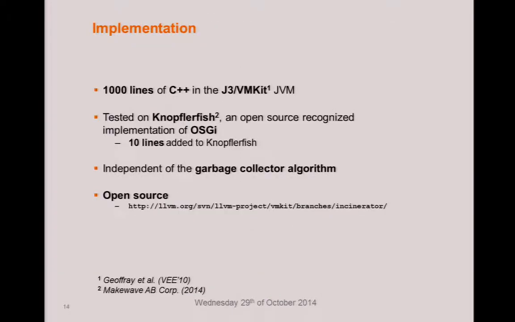Our implementation is around 1,000 lines of C++ in an experimental JVM, that is the G3. We tested this on the Knopflerfish implementation of OSGi. We just have to add 10 lines of Java code to the source to support our tool, and it's basically due to a limitation in the OSGi API. Maybe one day that would not be the case.